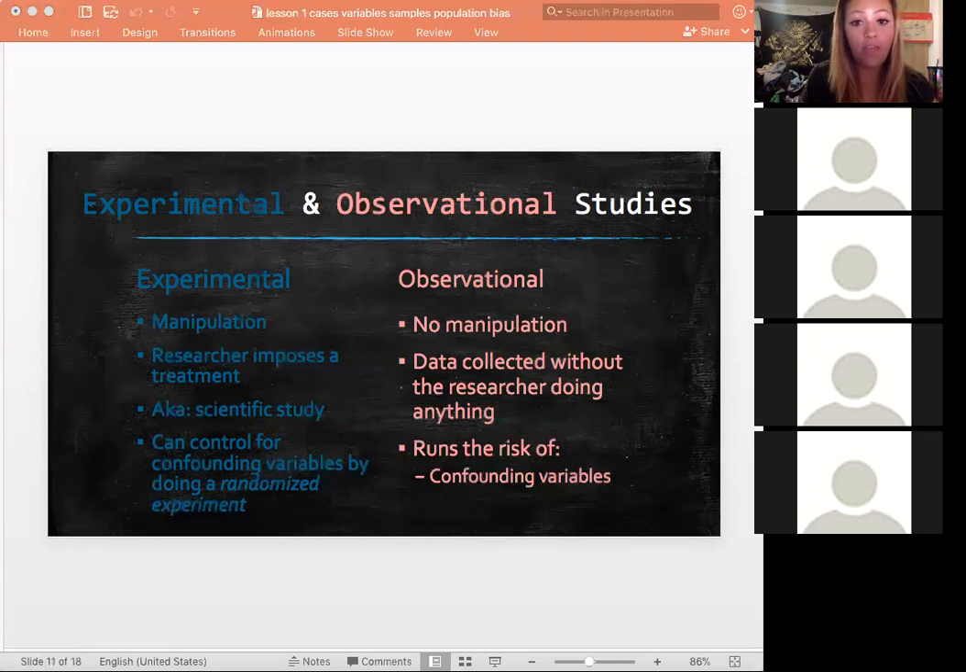And if you do, like I said, a randomized experiment, then you can control for confounding variables and make sure that it is representative of the entire population if you do have an experiment that's randomized.